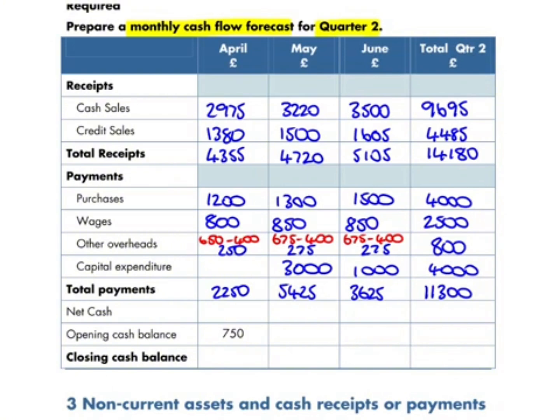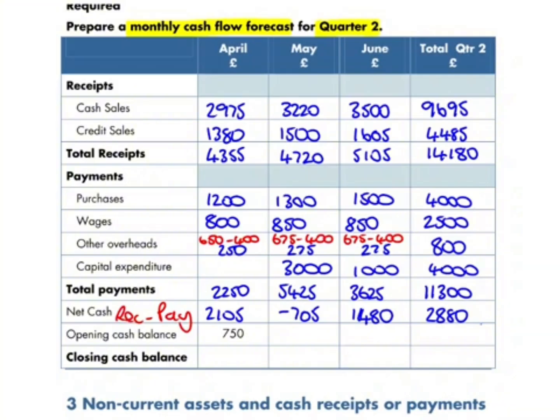Next, we need to work out the net cash, and that is going to be the receipts less the payments every single month. So our net cash movement in April is going to be £2,105. Our net cash movement in May is going to be negative £705. And our net cash movement in June is going to be a positive £1,480. And that gives us a total net cash movement of £2,880.